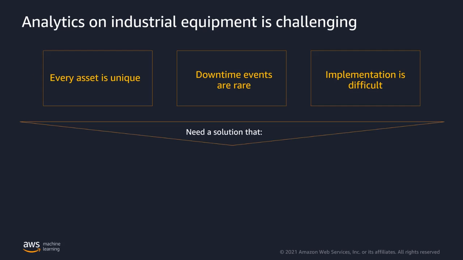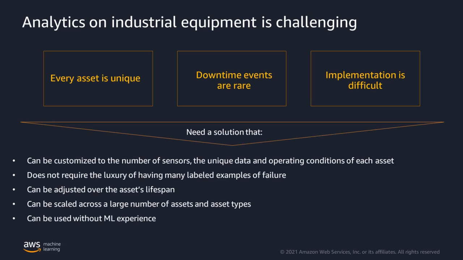So what we've seen is that we need a solution that can do a number of things. We need a solution that can customize to the number of sensors, the unique data, and the operating conditions of each asset, meaning that we build a custom model for each individual asset, regardless of the changing inputs that go from asset A to asset B.